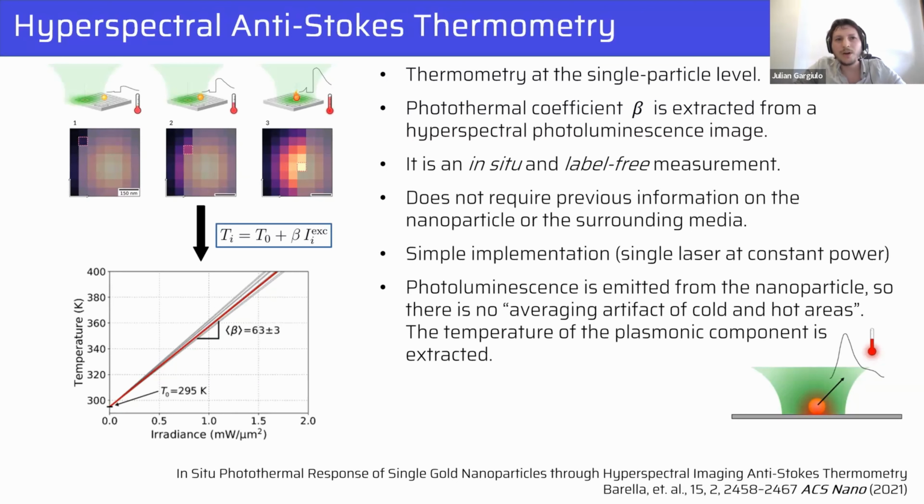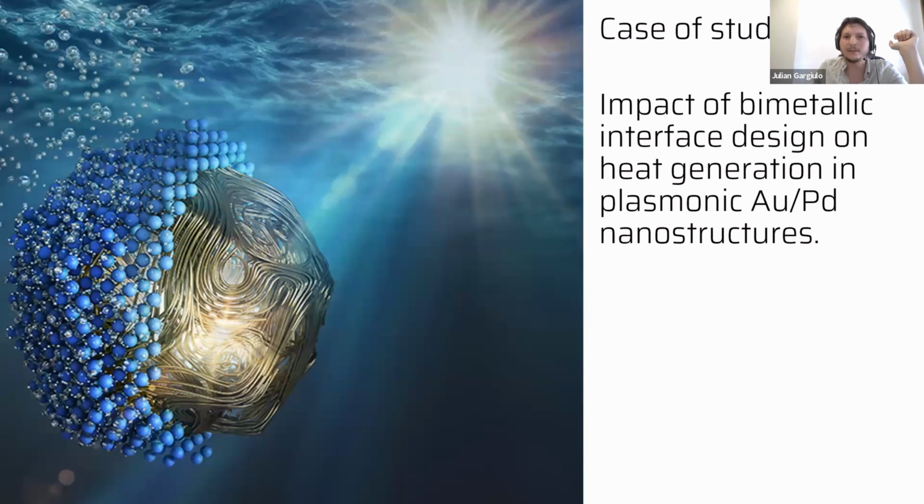Good. So far I presented the methods. Now I'm going to use this method to study a system of bimetallic particles made of gold and palladium. And why am I going to study this system?